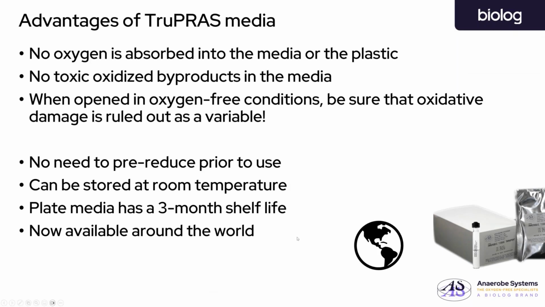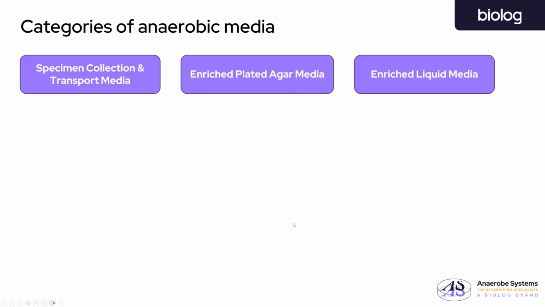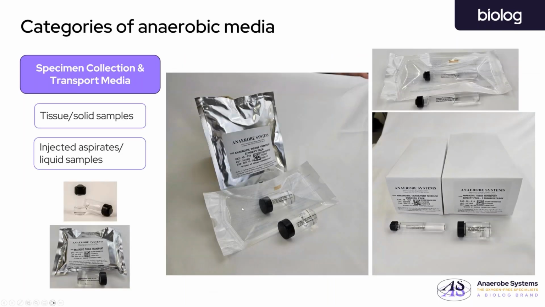So now that we kind of know how the media is made, let's look at the different categories of TruPRAS media that we can divide up into these three main groups. So can we talk through these together? I think the first category is really for specimen collection and transport. So can you talk a little bit more about what these specific types of media are for and what they do?